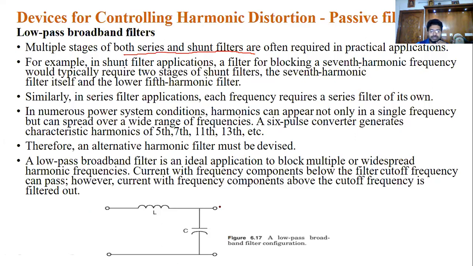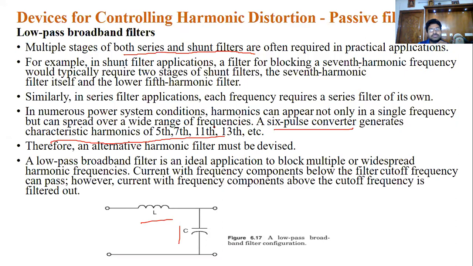Okay, now see this diagram. Low pass broadband filter. It has a series application as well as the parallel. So it has the advantages of series and the advantages of the shunt devices. So this one filter is sufficient to minimize this order of the harmonics.